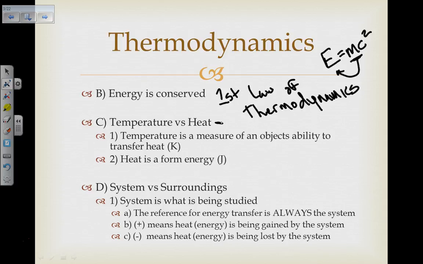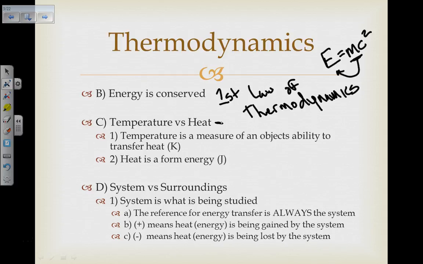Another set of definitions that we need to talk about is the system versus the surroundings. A system is the object, and in this case we're going to keep it very specific to the chemistry realm. We could talk about physics and astronomy and what the system is, but in chemistry, the reference when we're transferring energy is always the system. That is where the reaction is occurring. So if we're looking at a reaction, the system is the reaction itself.